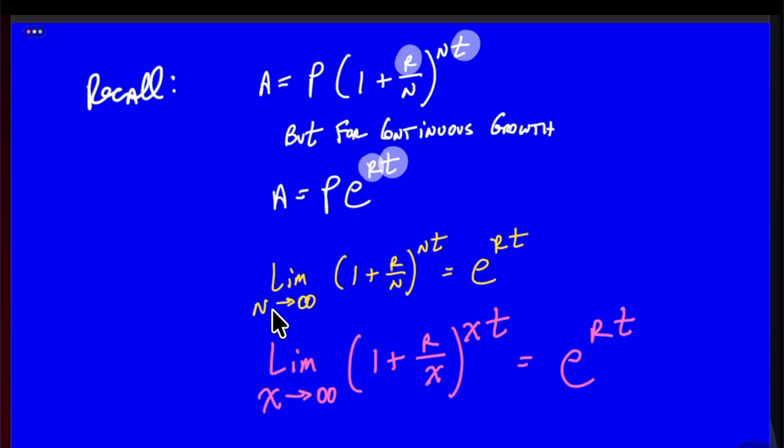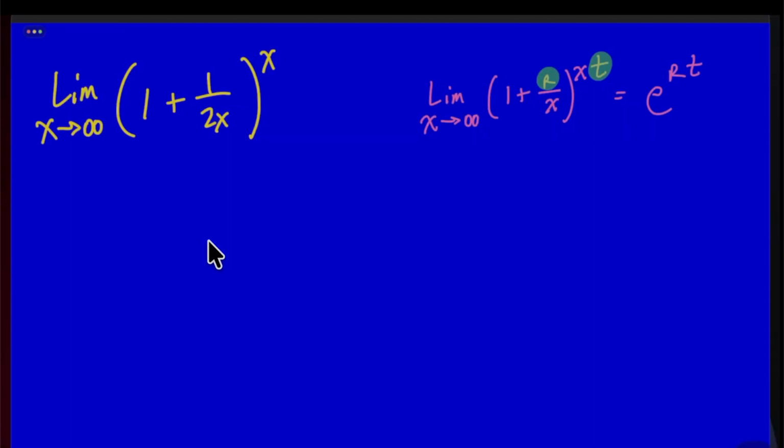So here, let's first do it in terms of n. With n going to infinity, that means we're compounding continuously. The only thing that survives are the r and the t. So here, if we have the limit as x approaches infinity, now we're going to use x instead of n as in Nancy. The only thing that's going to survive are going to be the r and the t. Let's see how this can be helpful.